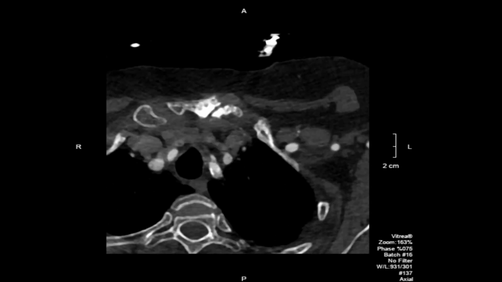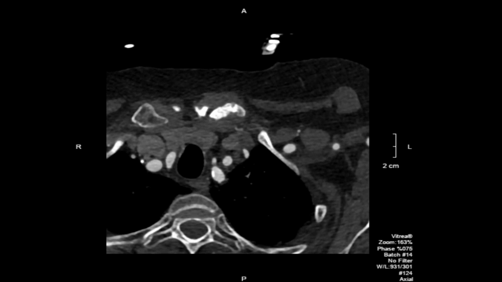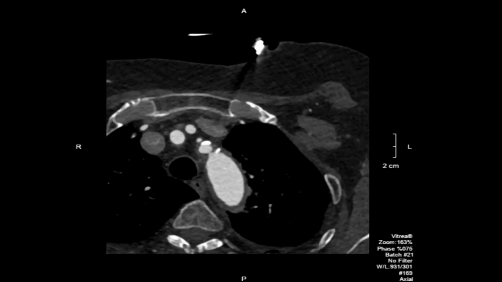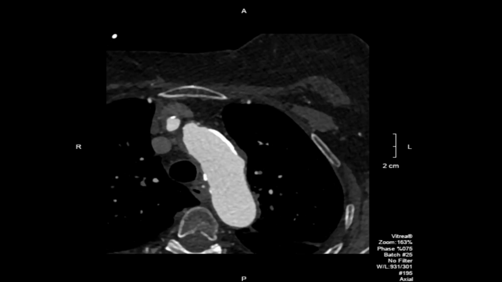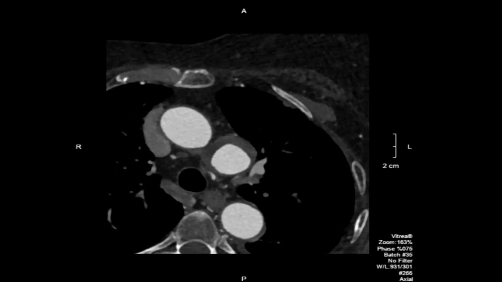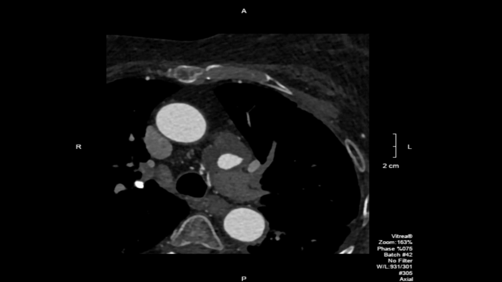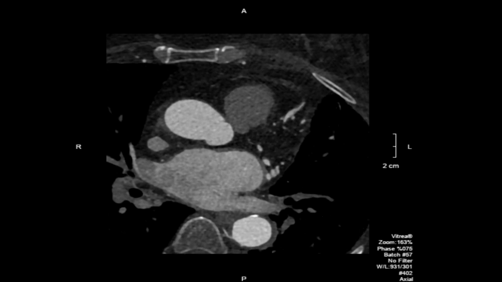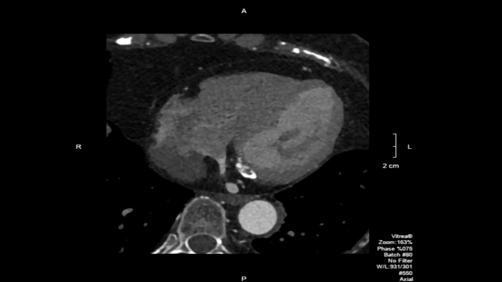As we come down, you see another vessel that's coming out, which is very easy to forget. So you start asking yourself, what is that vessel? It's not supposed to be there in the normal anatomy. As we come down, you start seeing the arch, and we come further down, you have the ascending, and you have this aneurysm here, and you have the descending aorta. You can see the aneurysm is quite big, and that's the rest of it.